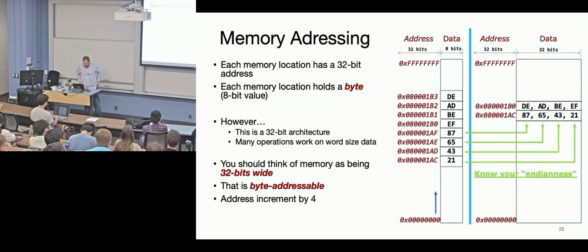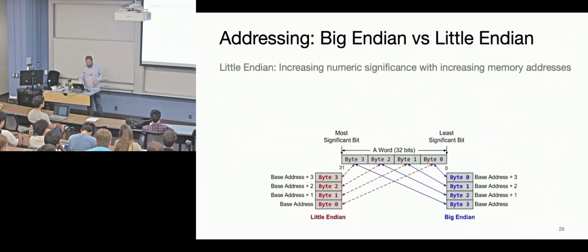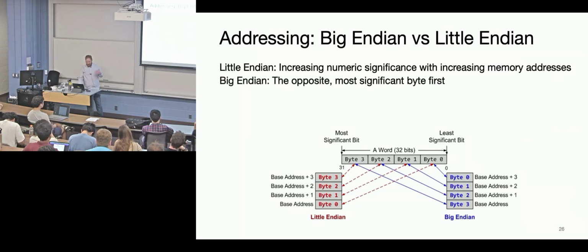So in this world, it's important to know your endianness, and how that transfer is going to occur. Just a reminder, little endian means increasing numerical significance goes with increasing memory address. Big endian is the opposite.